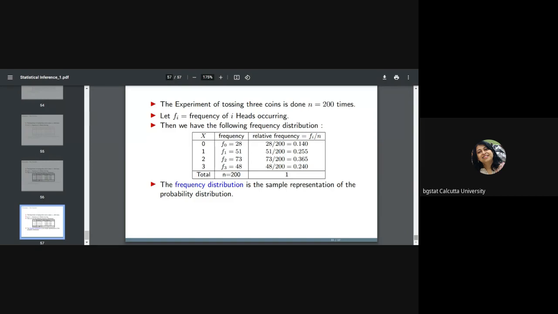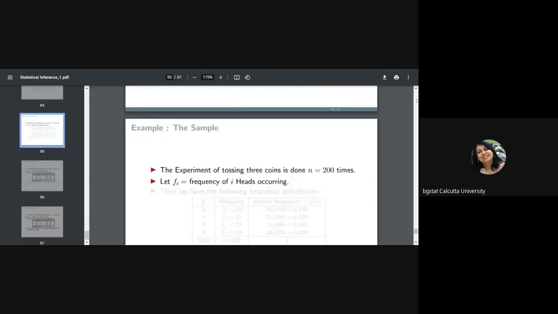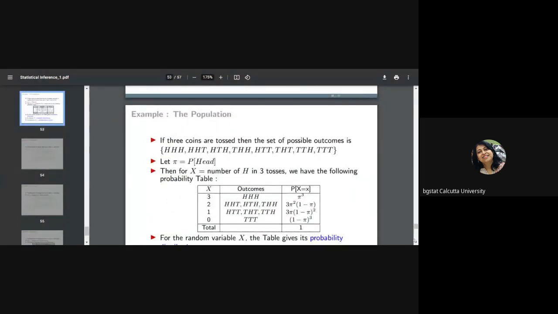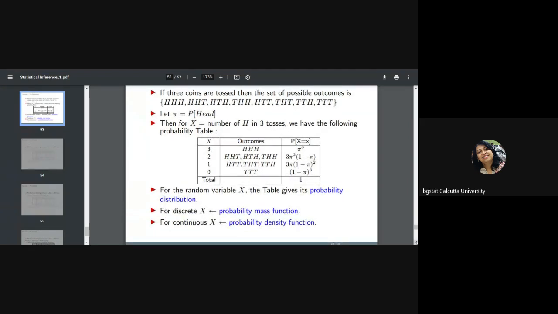The second column gives the actual frequencies, the third column gives the relative frequency. So this is my sample version of the probability distribution. On the previous slide, not on the previous slide, before this. So on this slide, I assume some hypothetical actual probability pi, which relates to the parameter, the underlying population parameter, which I don't know. And I derive the population values for the probabilities 3, 2, 1, 0, etc.